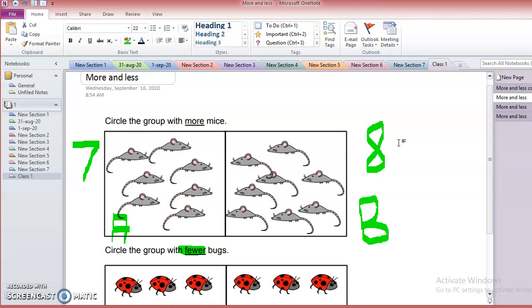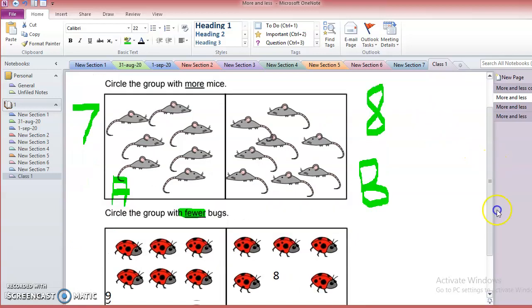This means group B is having more mice than group A. Why? Because 8 is greater than 7. You need to find out more, so you will look for the greater number of mice. Where can you find more mice? In group B. So you will say, sir, group B is having more mice than group A.